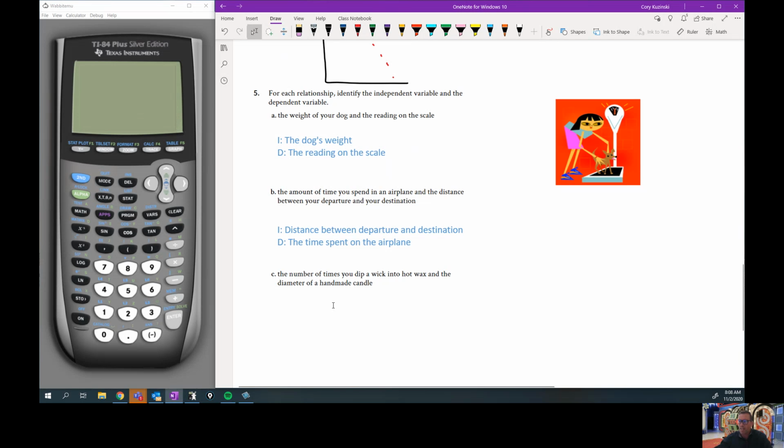The number of times you dip a wick into hot wax and the diameter of a handmade candle? Well, again, what do you have control over here? You only have control over the number of times you're dipping the wick into the wax. So I'm going to say independent is the number of times you dip the wick of the candle. Dependent is going to be the diameter of the candle. As in, the diameter is dependent on the number of times you dip the wick into the wax. All right, there you go.